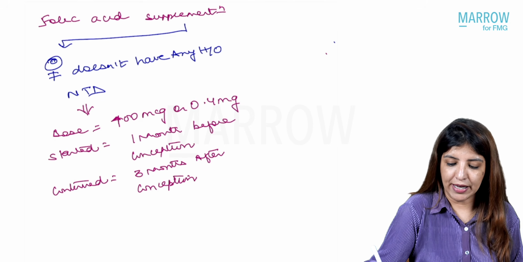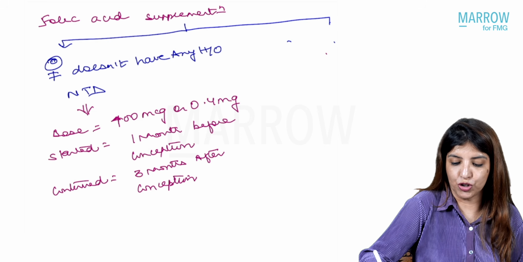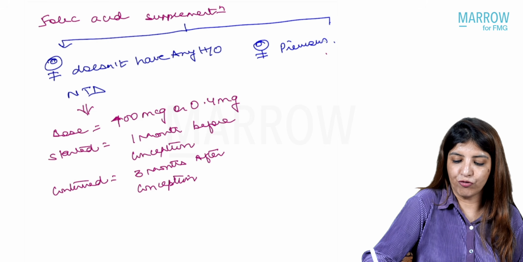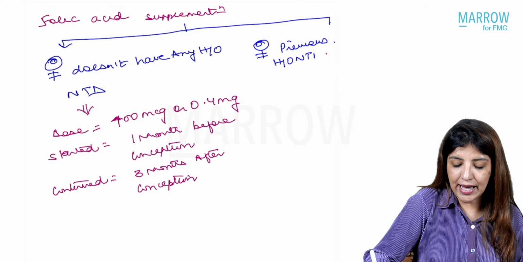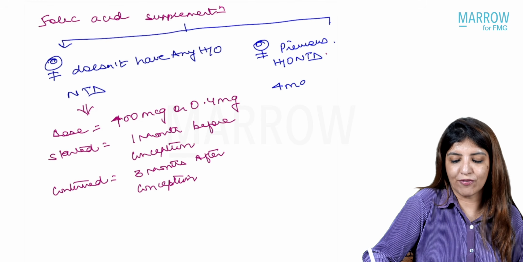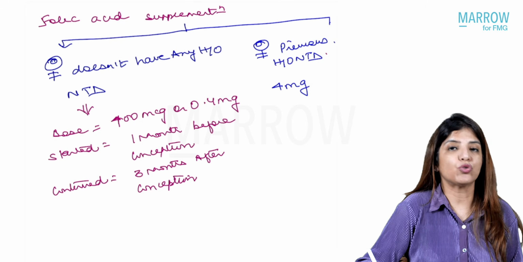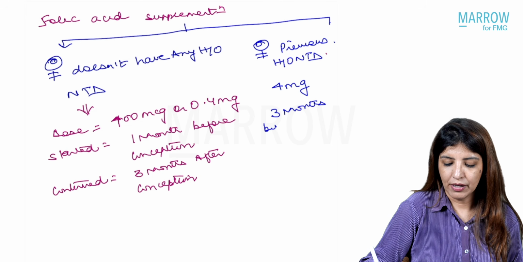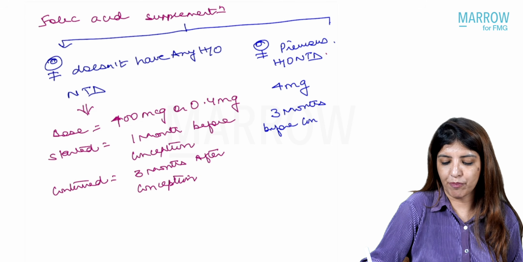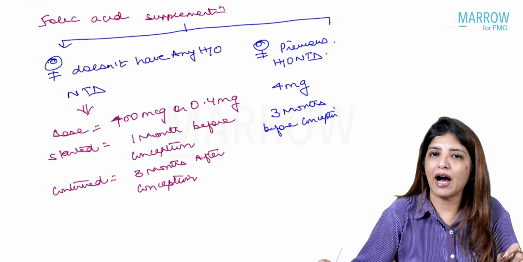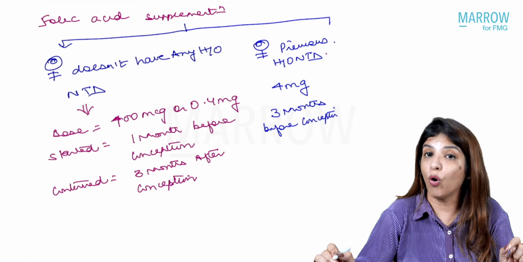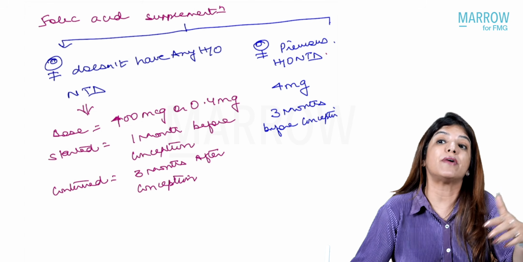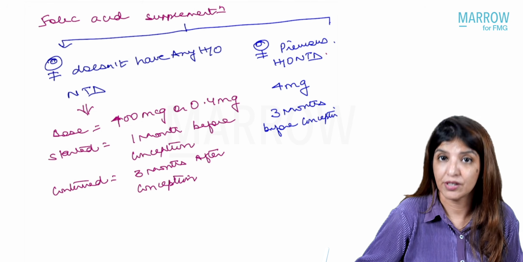Now, if a female has previous history of neural tube defects, in that case, the dose of folic acid which you have to give is 4 milligrams. You have to start this at least 3 months before conception. Please understand that we are gynecologists, we are not astrologers, right? So I cannot tell a pregnant female that 3 months from now you are going to become pregnant, right?